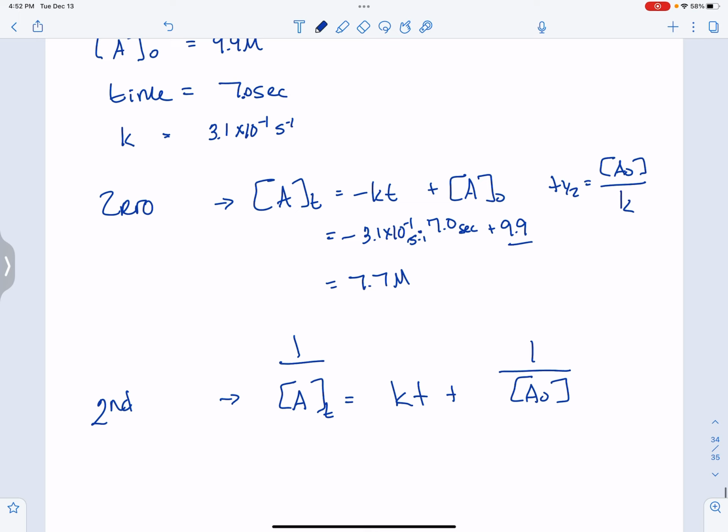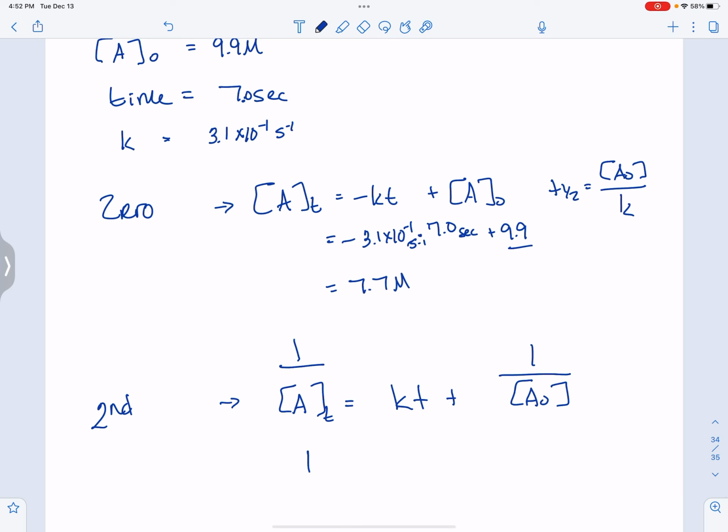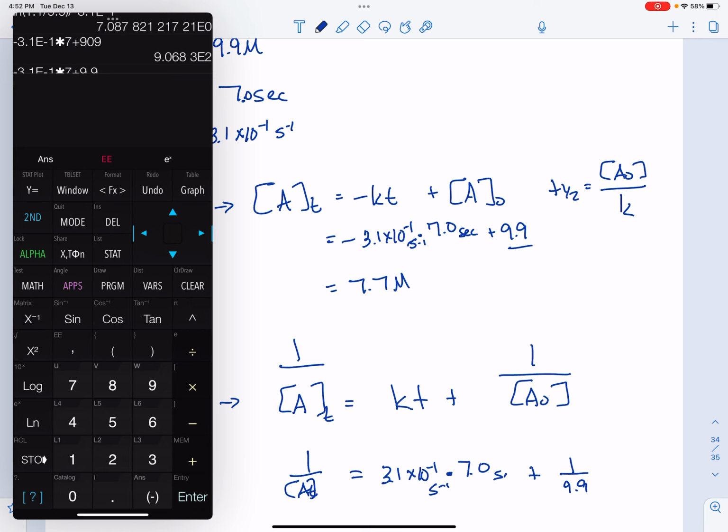So I'm going to do 1 over A of t equals k, which is the 3.1 times 10 to the minus 1, times my t, which is the 7.0, again, the seconds and the minus seconds, they work together, plus 1 over A, which is 9.9. I'm going to bring my calculator over again. So I've got my 3.1 times 7. Make sure that actually has the right number in there.